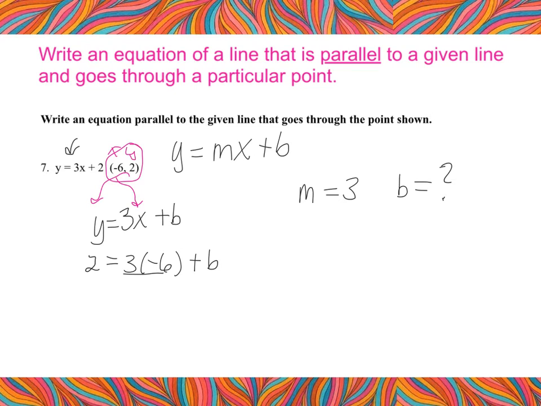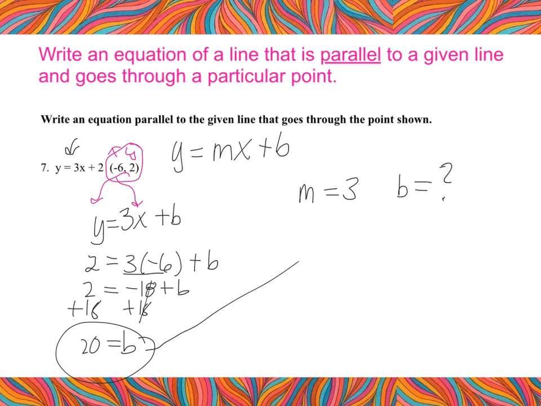So we're going to multiply these two numbers now. -6 times 3 is -18. So 2 equals -18 plus b. All right, now it's just a one-step equation. We want to get b isolated, so we could add 18 to both sides. We know that's our addition property of equality. When we do that, we now get 20 on the left is equal to b. So what we did is we found our y-intercept.